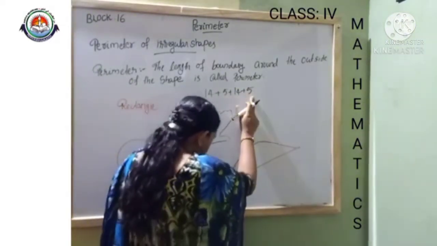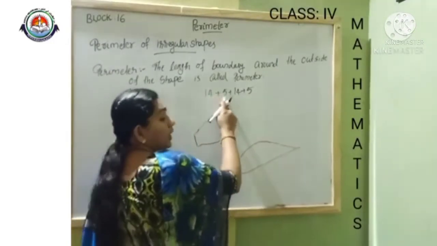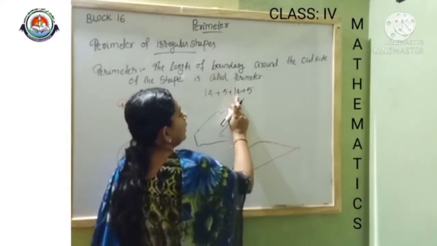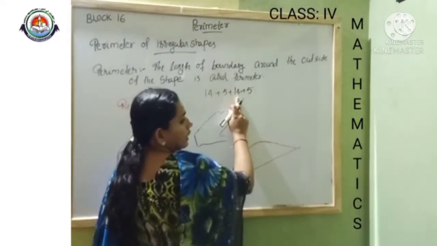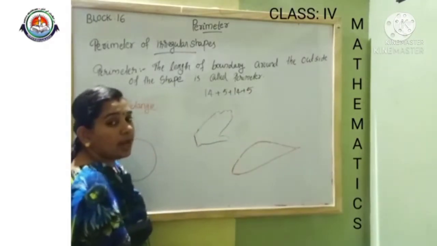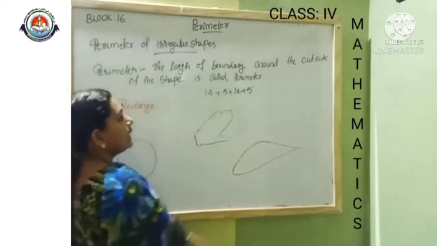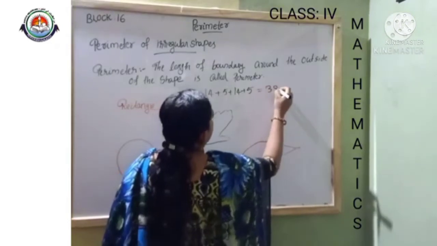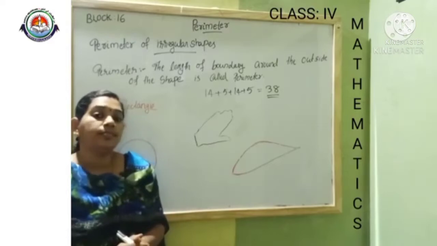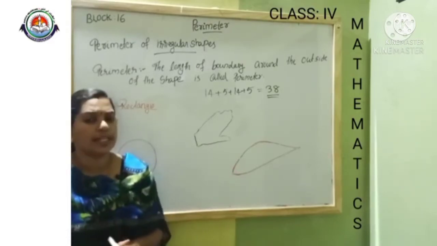19 plus 14, what is that? 33. 33 plus 5, what is that? 38. Very good. So what is the perimeter of my duster? 38 centimeter. So we can discuss some problems from your textbook.